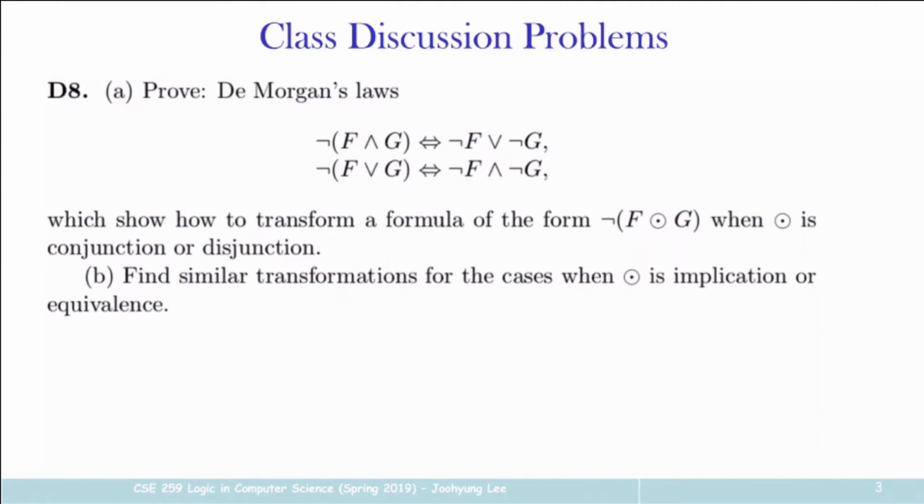Let me review what the problem is. The problem is about proving De Morgan's law. It's basically about how to move the negation inside the parenthesis. That's what part A is about. And part B is, can we find a similar translation for De Morgan's law, but now the symbol here is not a conjunction or disjunction? Suppose you have this formula, can you somehow move the negation inside the parenthesis? Same for this. If it has this form, can you somehow move this inside? That's what the problem is about.